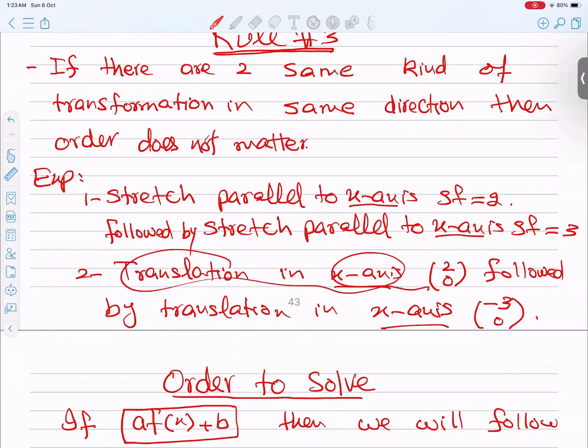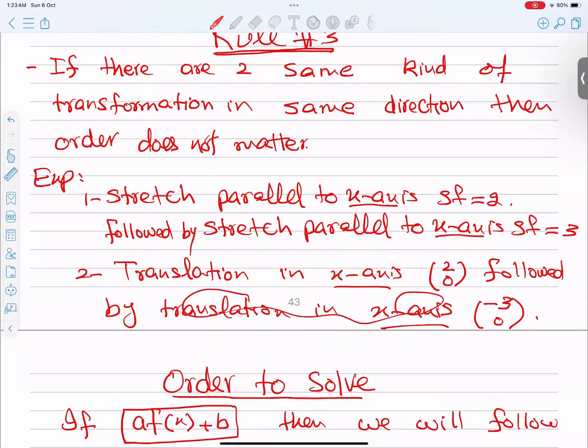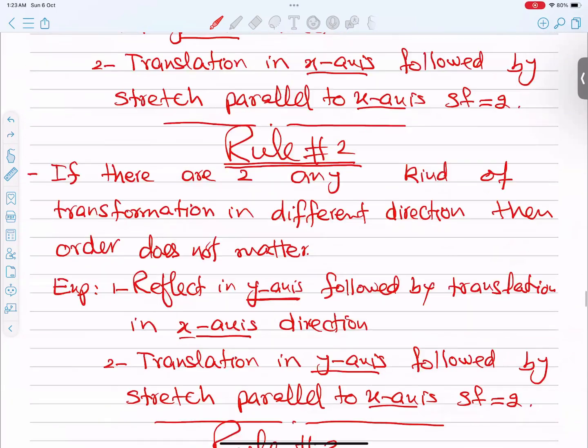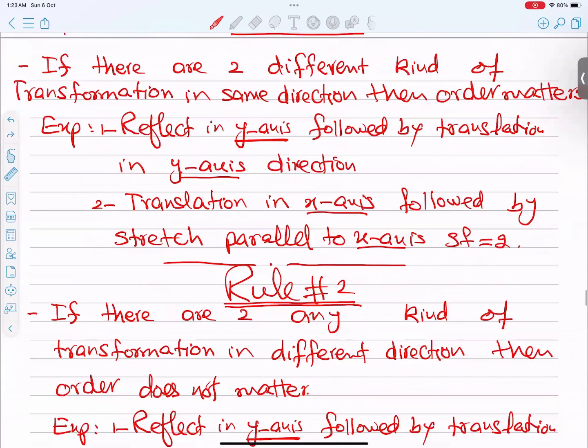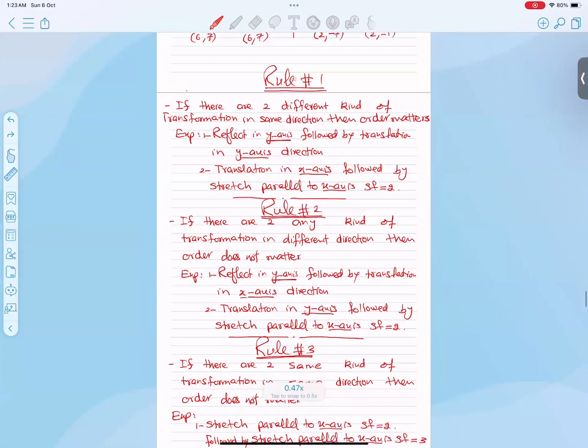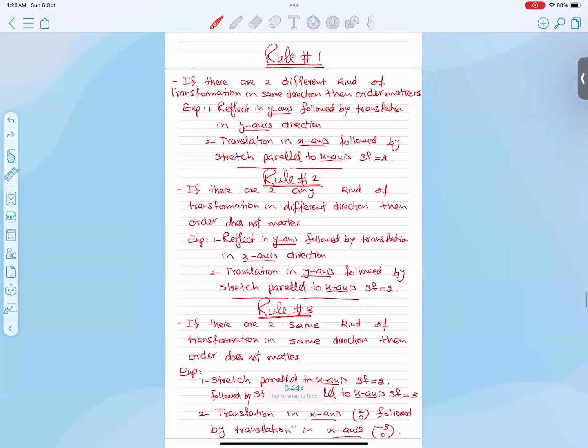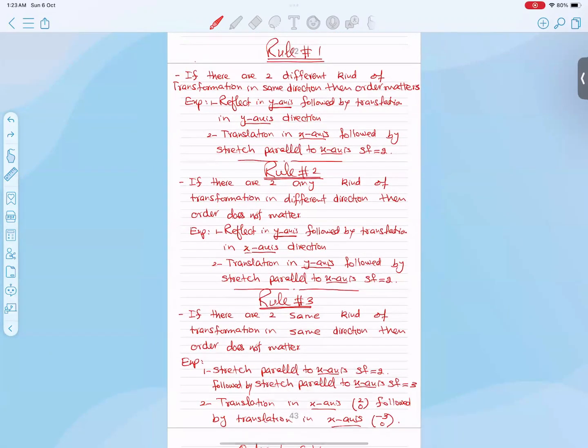For example, a stretch parallel to the x-axis followed by a stretch parallel to the x-axis, because they are the same and in the same direction, the order does not matter. Translation parallel to the x-axis followed by translation parallel to the x-axis. So again, it does not matter. You do this first or that later, or that first or this later, no effect comes. So these are our 3 rules which are very, very important. I hope you got the point very clearly.